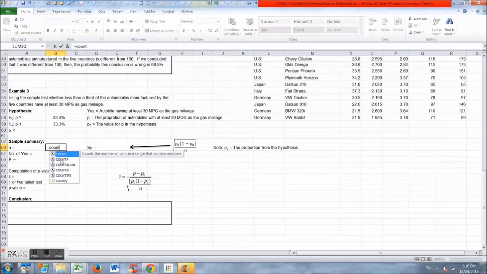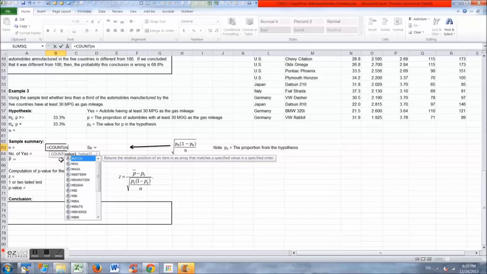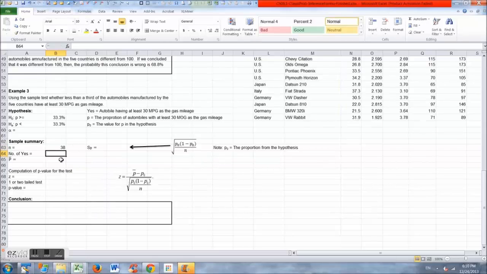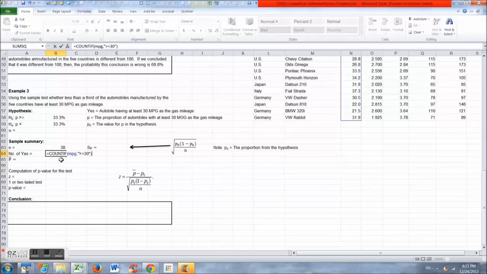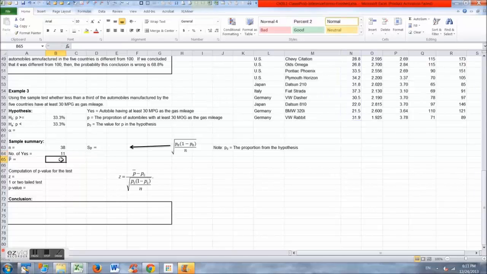So count mpg, so that is your sample size. The number of S's, meaning how many of these 38 have mpg greater than or equal to 30, and you can use the COUNTIF function for that. COUNTIF of mpg. Now specify the criterion within quotation marks. So you start a quotation mark and then say greater than or equal to 30, end quotation mark and close bracket. And this will count from among mpg how many are greater than or equal to 30, 11 of them.